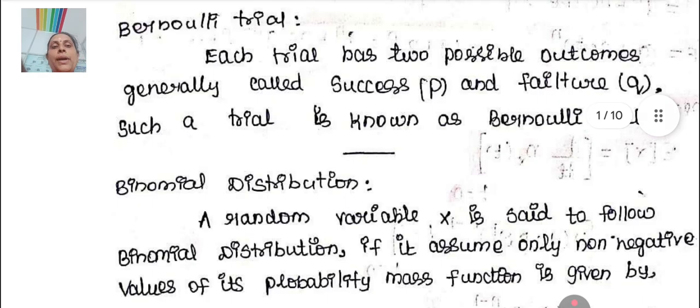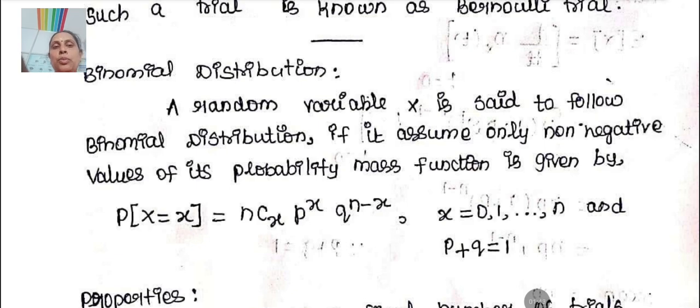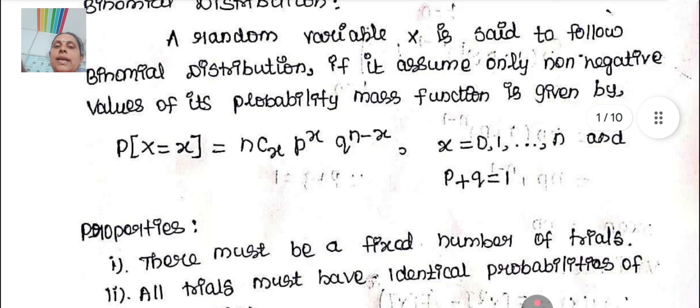Next we are going to see the binomial distribution. A random variable X is said to follow a binomial distribution if it assumes only non-negative values. Since it is a discrete distribution, we use the probability mass function, denoted by P of x. The formula is nCx p power x q power n minus x, where x varies from 0 to n, and p plus q is exactly equal to 1.